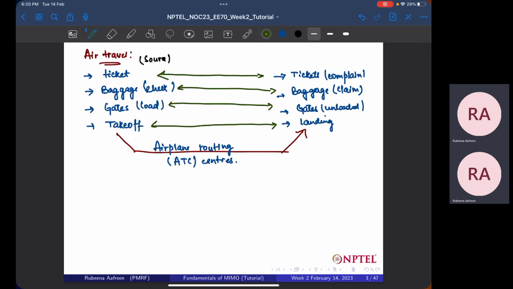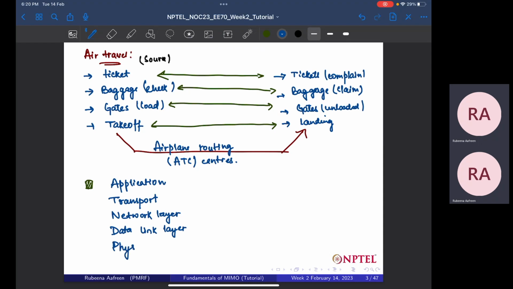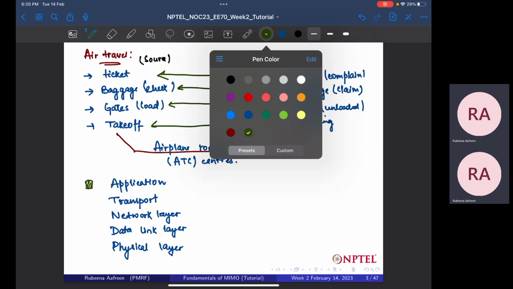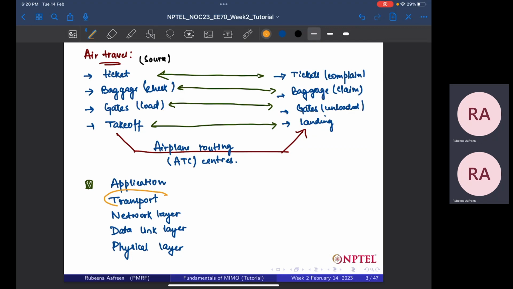And so first let me write down the layers. There is the application layer, transport layer, then the network layer, data link layer, and lastly, the physical layer. The OSI model has 7 layers, and the presentation and session layers are sandwiched between the transport and the application layer. So we will be writing this here also. We will be explaining all the layers in brief.